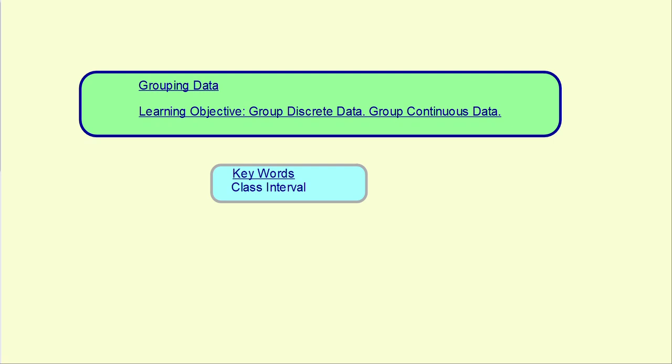Welcome to lesson 1.2 on grouping data. We're going to first start by grouping discrete data, that is data that has certain values and can't take any value on a scale, and then continuous data that can take any value on a scale.